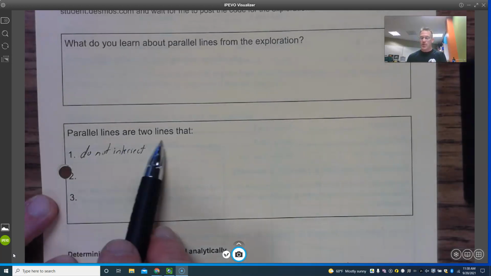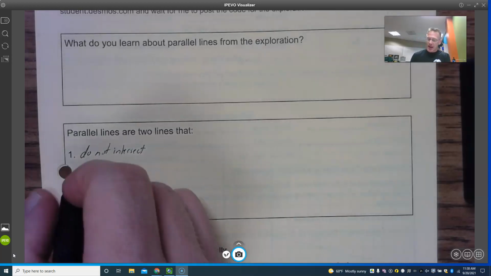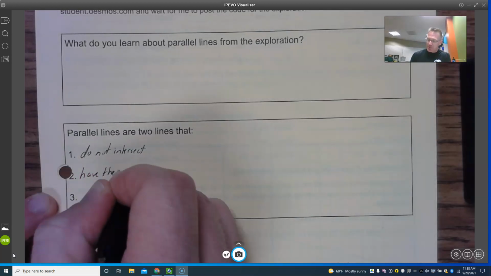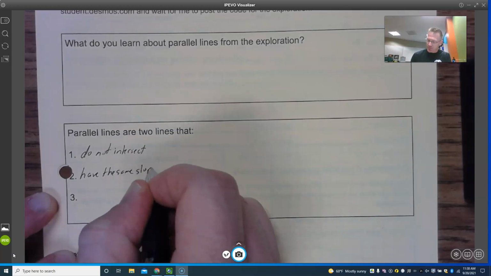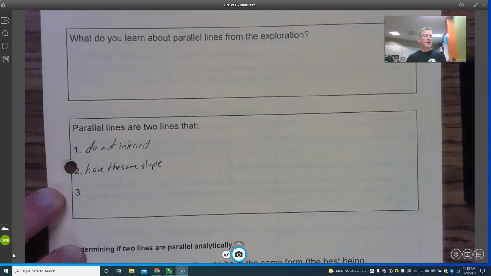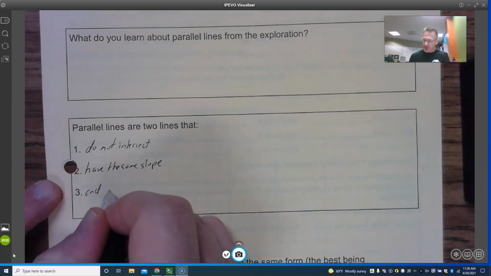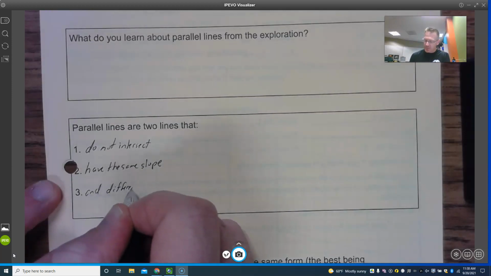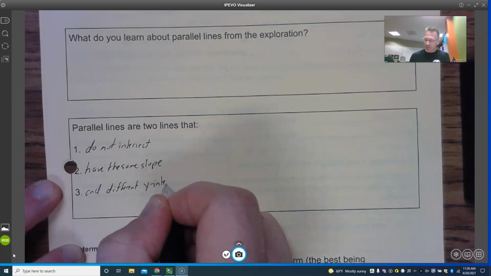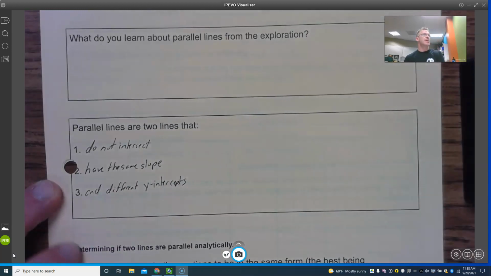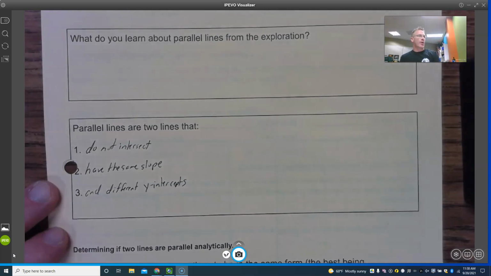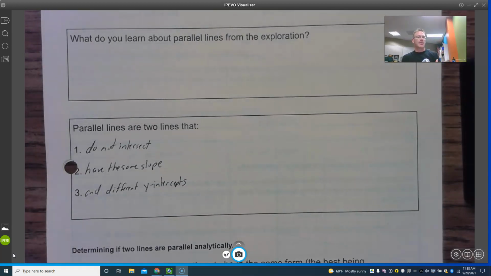And so parallel lines are two lines that do not intersect and have the same slope, and different y-intercepts. And the reason we do that is we have to make sure we're not talking about the same line. If you remember from Algebra 1, when we did substitution, elimination, and graphing, we had a possibility of infinitely many solutions, which is when we were talking about the same line twice. So that's why we double check that we have different y-intercepts. We want to make sure we're talking about two different lines.